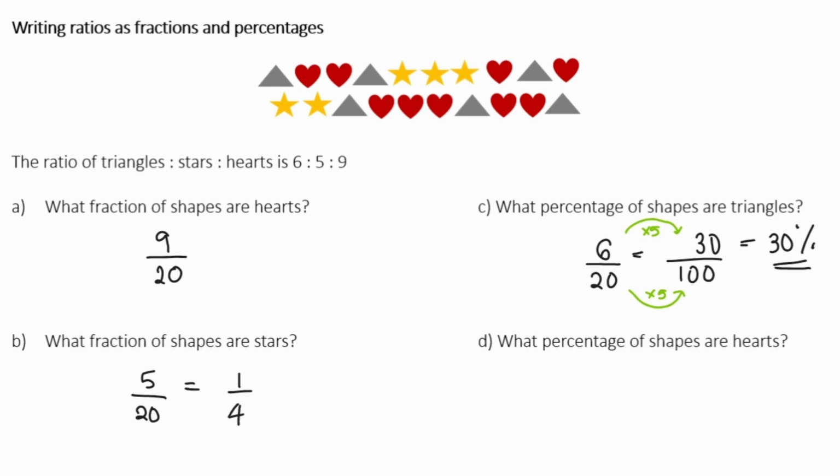Part D, what percentage of shapes are hearts? So we already know that 9 over 20 is our fraction of hearts, but to make this into a percentage, we need to make it equivalent to a denominator of 100. So 20 times 5 gives us 100. We are therefore going to multiply the numerator by 5 as well. 9 times 5 is 45, and that means 45% of the shapes are hearts.